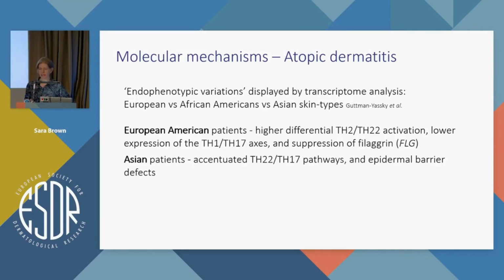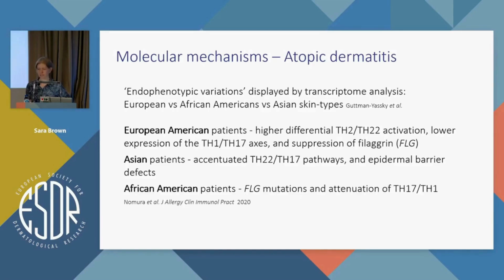And then Asian patients are somewhat different in that they have even more accentuation of Th22 and a bit of a Th17 pathway. They also have epidermal barrier defects, and depending on which Asian population you look at, some have a complex pattern of many different filaggrin mutations, others seem to have filaggrin or other epidermal barrier genes suppressed by the inflammation as a secondary effect.